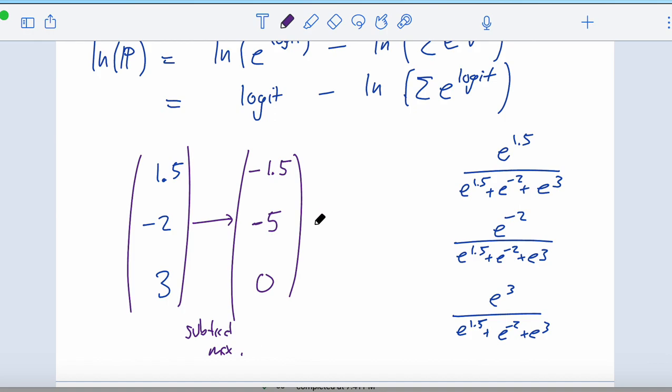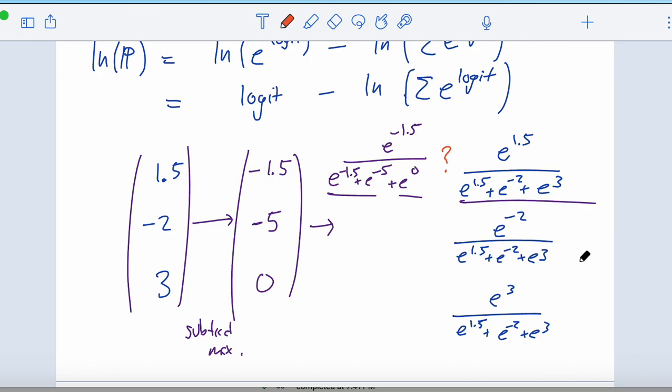And now if you apply the softmax function, you get not e to the 1.5, but e to the negative 1.5 divided by e to the negative 1.5 plus e to the minus 5 plus e to the 0. And if you stare at these two numbers, you might notice this number and this number are related in a very interesting way. What is the relationship between this number and that number? Does anybody know? I'll let you think for a sec. Which one is bigger?